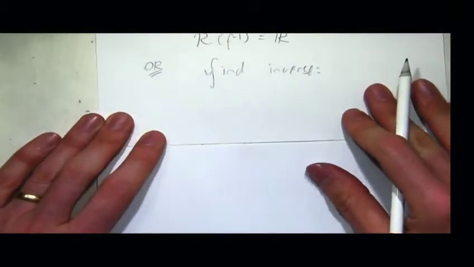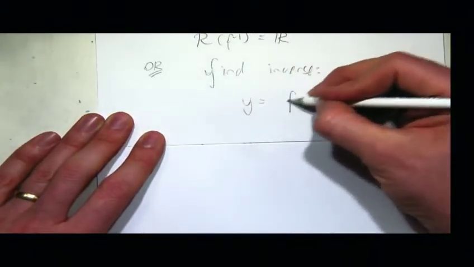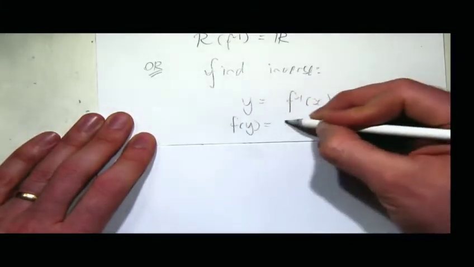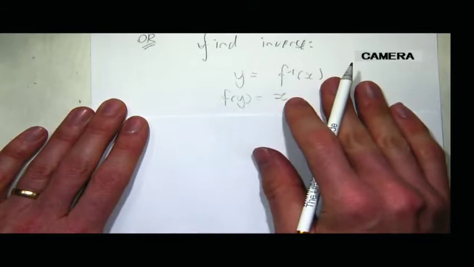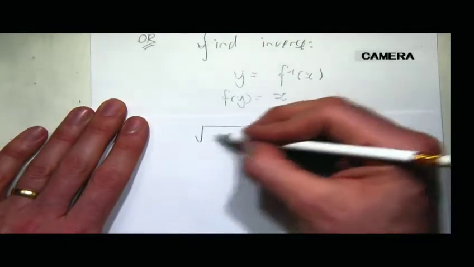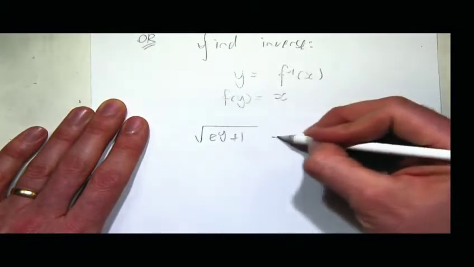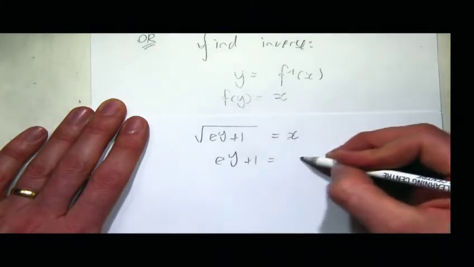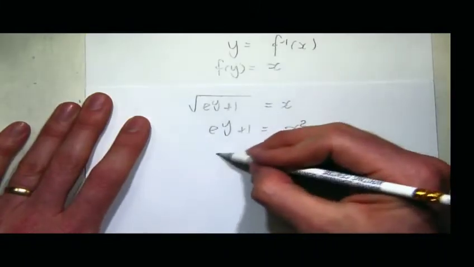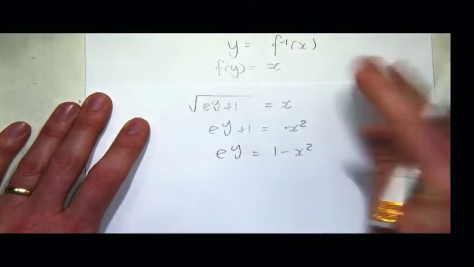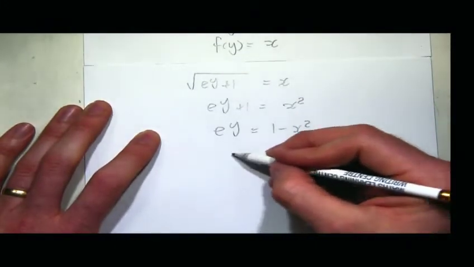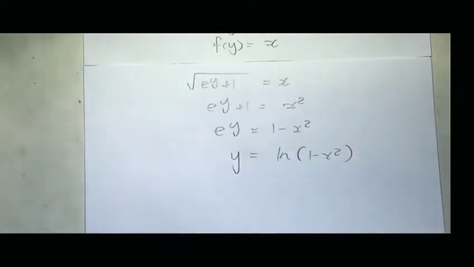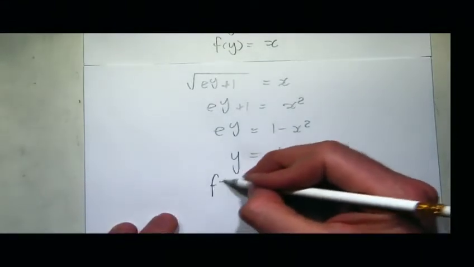So I always find an inverse like this. I go y equals the inverse on x, and then I do f of y on both sides, x. But f of y would be subbing y into the formula, so it's root e to the y plus 1. And now I solve it to get y equals. Do ln on both sides to get rid of the e. And that's my formula for the inverse.